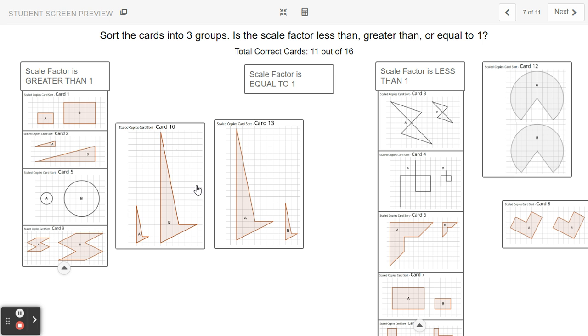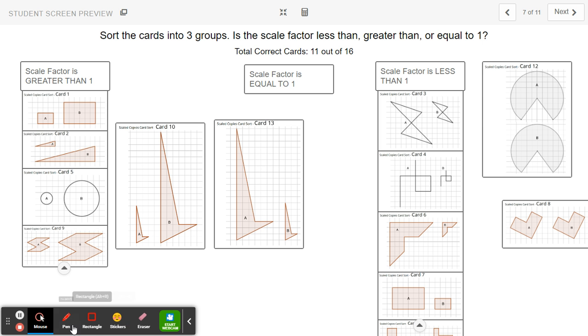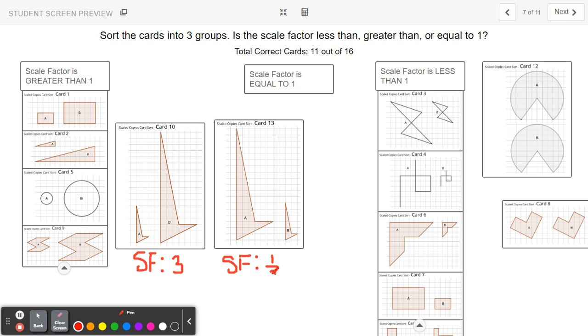So in this particular card, if we go back and look at our scale factor, the scale factor was 3, meaning we had to multiply all the side lengths of A by 3 to get to B, right? And when we switched the order, even though these have different letters, it's really like we went backwards, right? In this case, the scale factor was 1/3, okay?